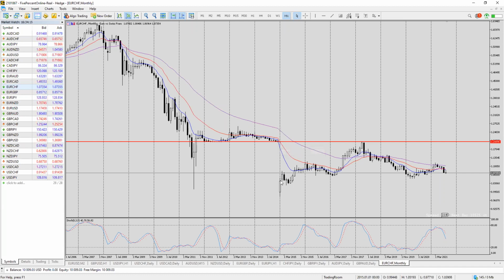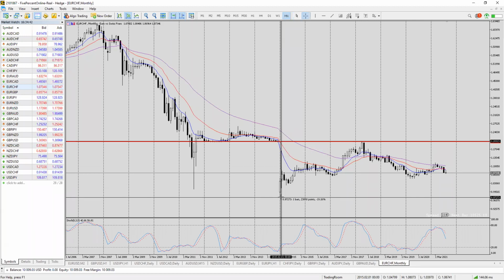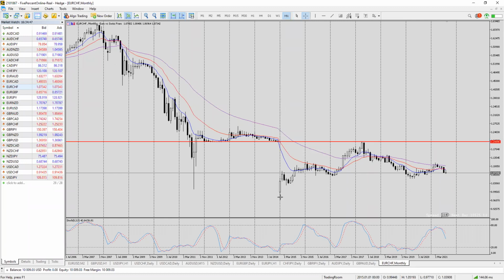And then January 2015, the Swiss National Bank said, you know what, forget about that floor. We're not holding this pair anymore. And it dropped like, I don't know, 30%, in one day. 30%, not 30 pips, not 300 pips, 30%. That's like, I don't know, maybe 2,300 pips in one day, in a few hours, actually.